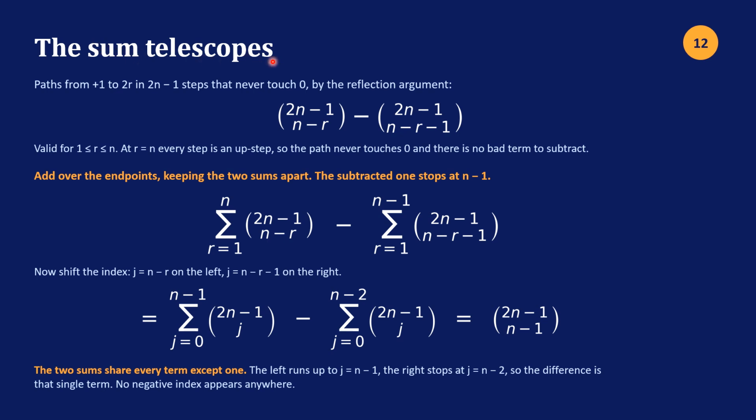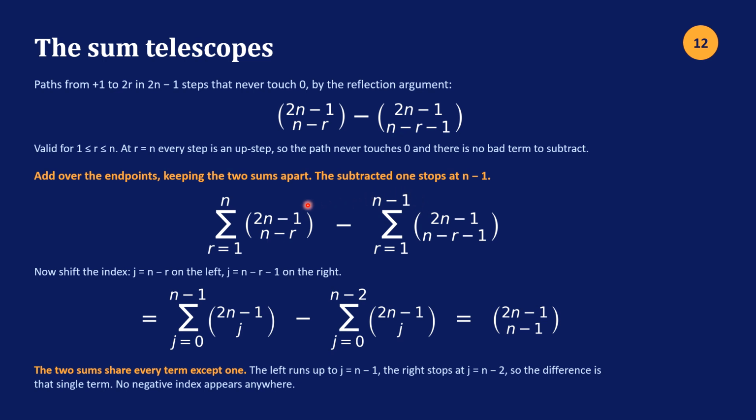The sum telescopes. So we have the result from the last slide here. And as I mentioned, we need the sum from r equals 1 to n. So we'll sum here on this one. And then we'll sum from r equals 1 to n minus 1 in this case here, since we don't want to get a negative in the lower part of the combination. So we stop at n minus 1.